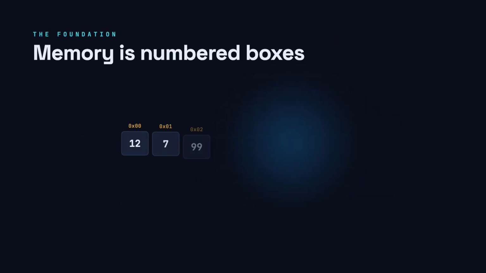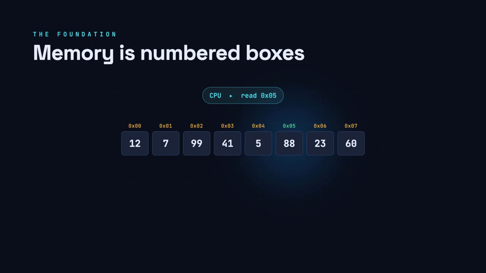Picture your computer's memory as a huge street of identical boxes, lined up one after another. Each box holds a small piece of data, and each one has its own unique numbered address. When the processor needs a value, it doesn't go searching. It jumps straight to the address. Give it the address, and it reads or writes that exact box in a single step.